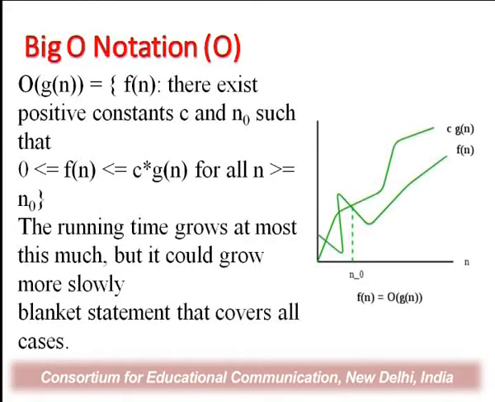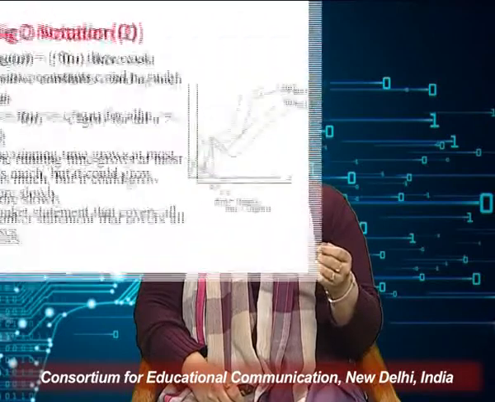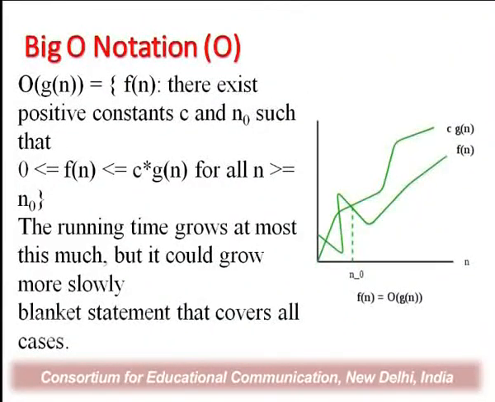And in terms of technical definition, I can say big O of g(n) is a function such that there exist positive constants C and n0 such that 0 is less than or equal to f(n), which is less than or equal to C multiplied by g(n), for all values of n which are greater than n0. That means whatever value by which your algorithm time grows, it is going to be lesser than C of g(n).